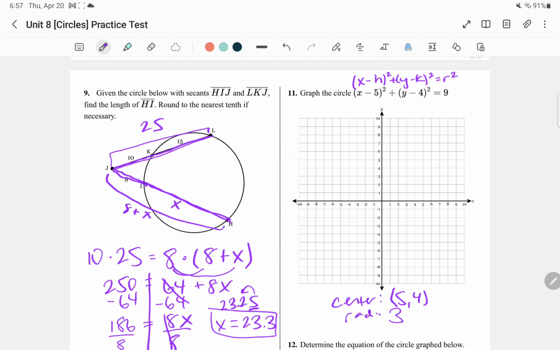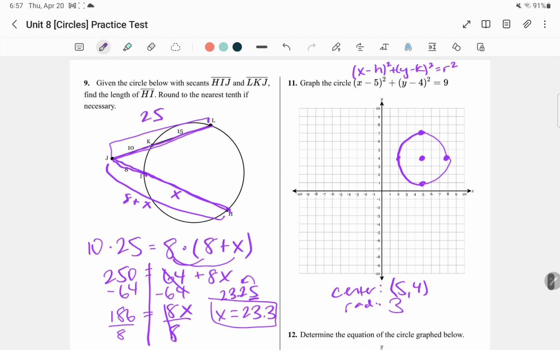All right, so my center is 5, 4. I'm going to plot that. My radius is 3, so count 3 over. I think that's all you need for Delta Math, but I'm going to keep going. 3 here, 3 here, 3 here, and then just draw the circle.